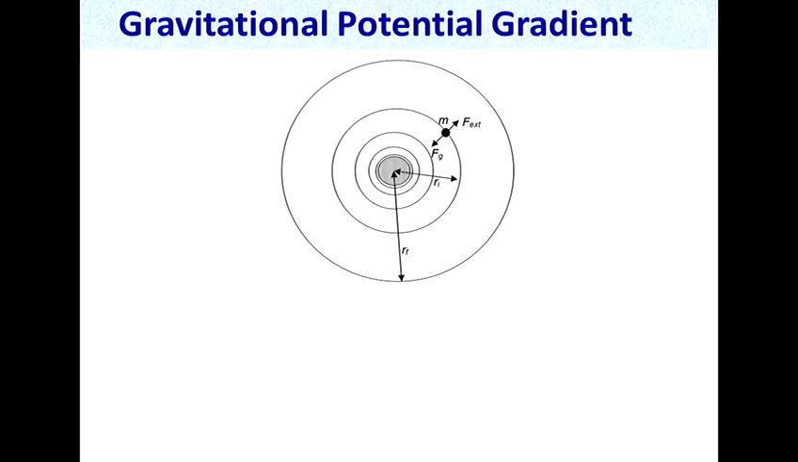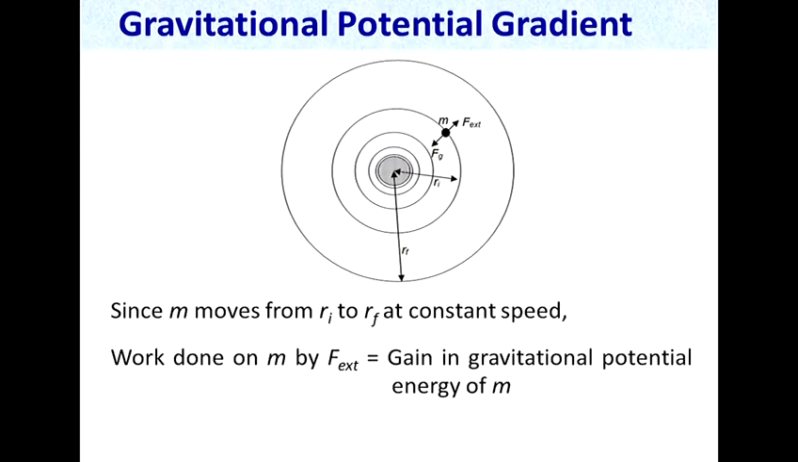So what can I say about the work done by this external force? Positive work done. So what happens to the energy of the small mass? It must increase, right? But we see that we're moving it at constant speed, so KE cannot change. So where did the energy go to? It increases the GPE of the small mass. So the work done by this external force goes to increase the GPE of the small mass. Work done by this external force equals gain in GPE.